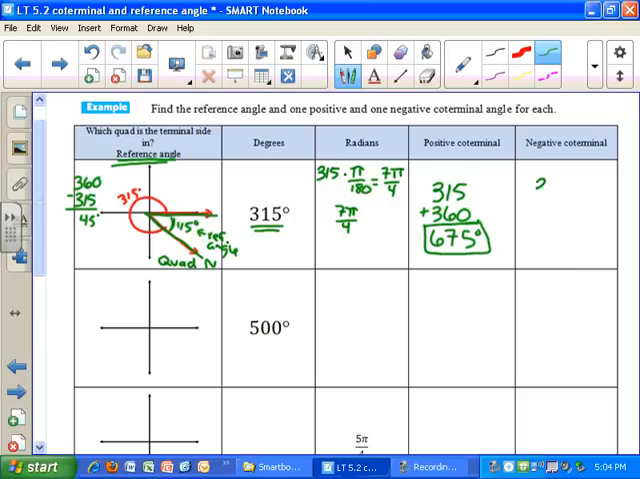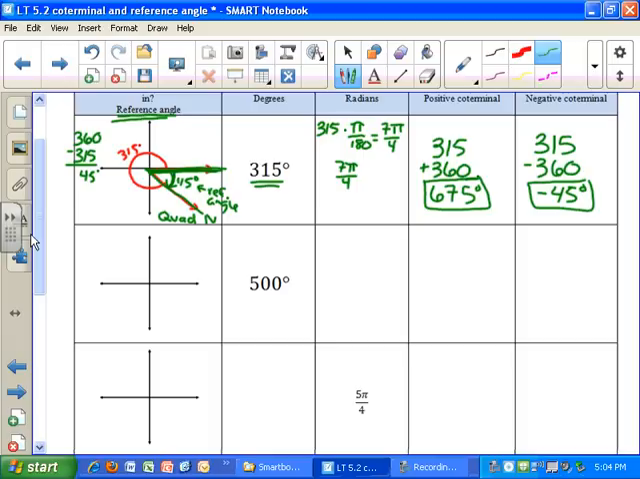If you want to find a negative one, again, you just have to do 315 minus 360. I believe that one gives negative 45 degrees, which matches that drawing. If you start with your initial side, negative would go clockwise, and that would have to be a 45-degree angle.